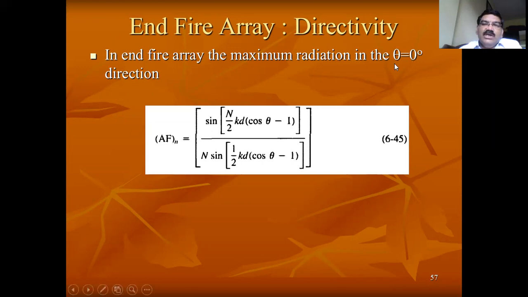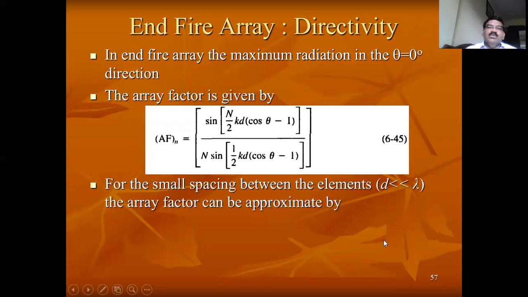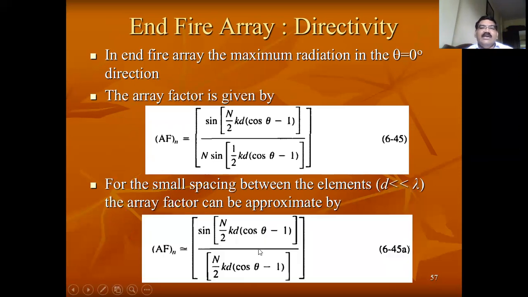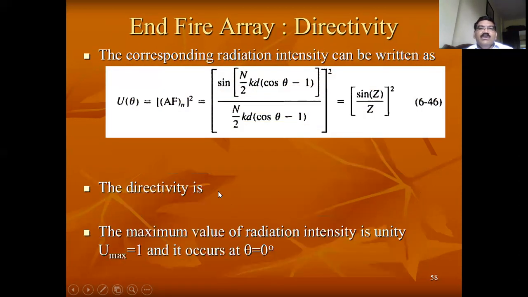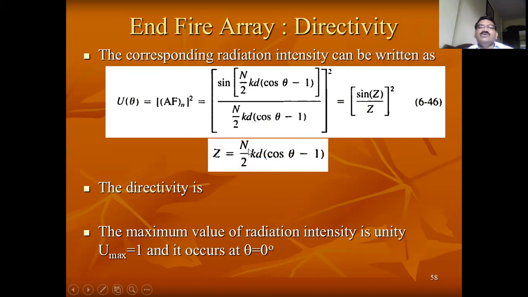Maximum radiation, as you know, is at theta equals 0 degree. The array factor is given by this formula. For a small spacing between the elements, d less than lambda, the array factor can be approximated this way. The corresponding radiation intensity can be written as U0, the array factor squared. The procedure is the same. So you can have sin z squared, where z equals N by 2 kd (cos theta minus 1).